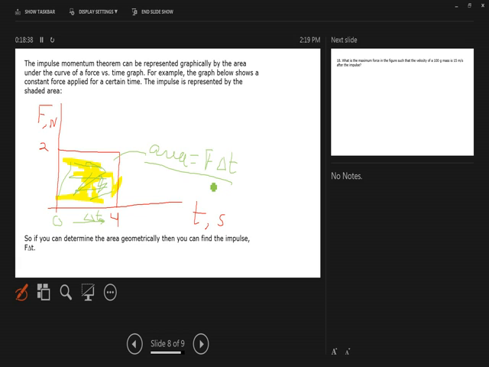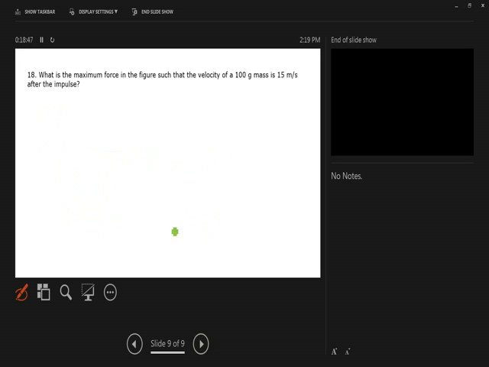If we've got a graph, all right, well, let's do a problem. What is the maximum force for the following? I believe this is problem 18. Yeah, it's 18. Okay, 18 looks like this.